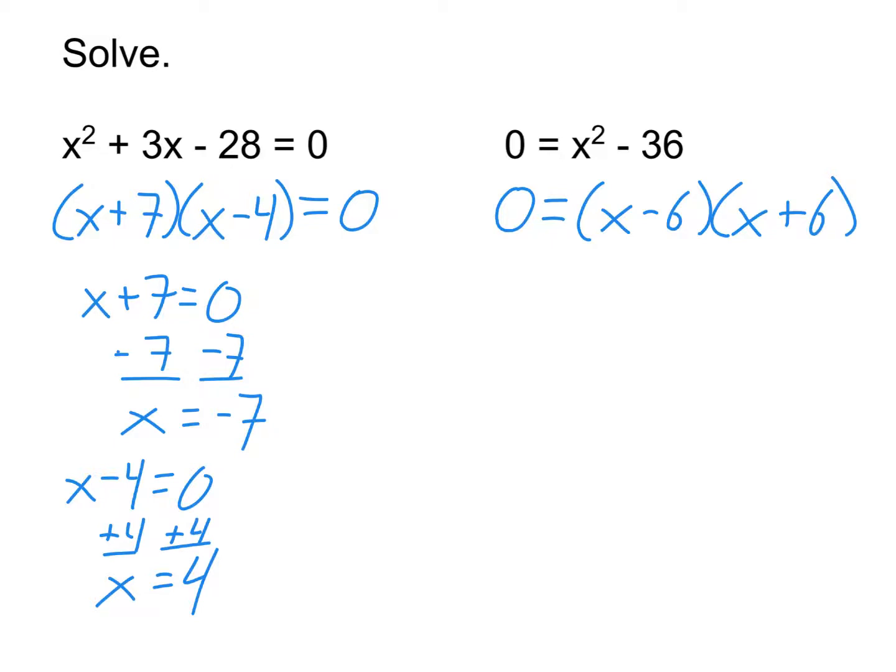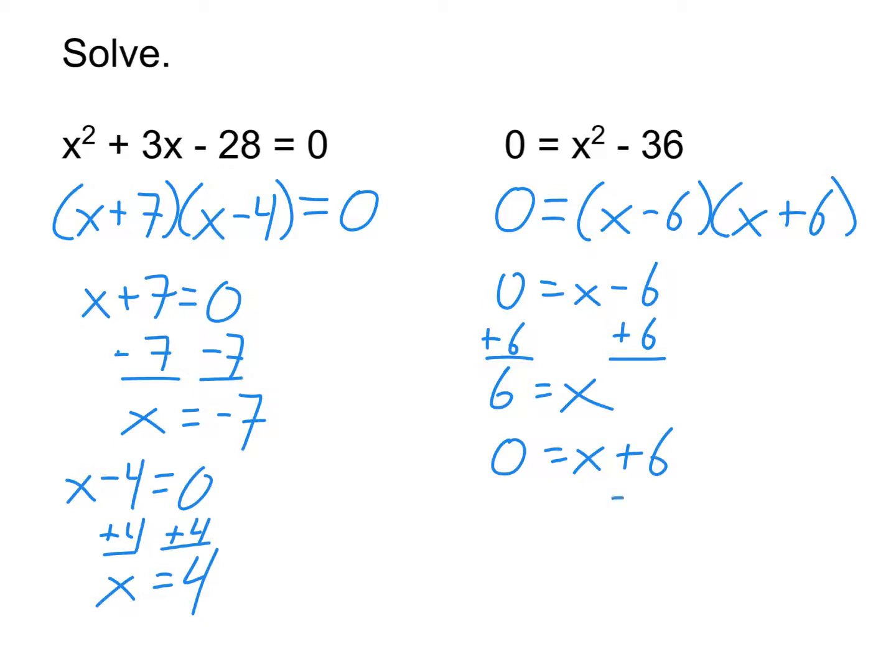And now, to finish solving it, I set each of those equal to 0. So I go 0 equals x minus 6, and I solve that. So that means adding 6 to both sides. So 6 equals x. And for the other one, 0 equals x plus 6. So there I'm going to subtract 6 from both sides. So negative 6 equals x. So in this second problem then, x equals both 6 and negative 6.